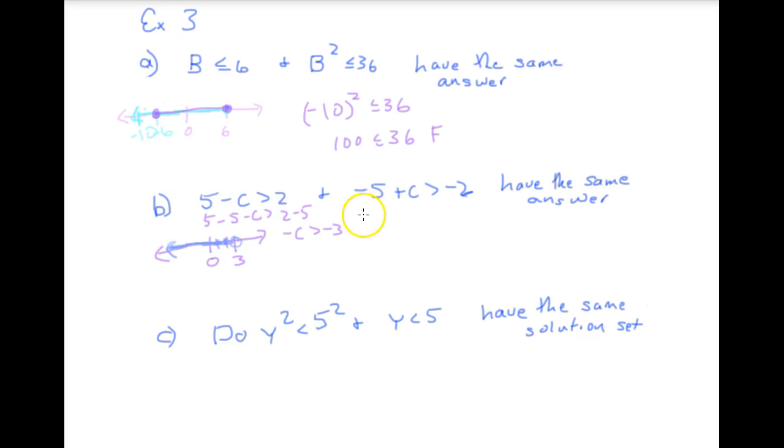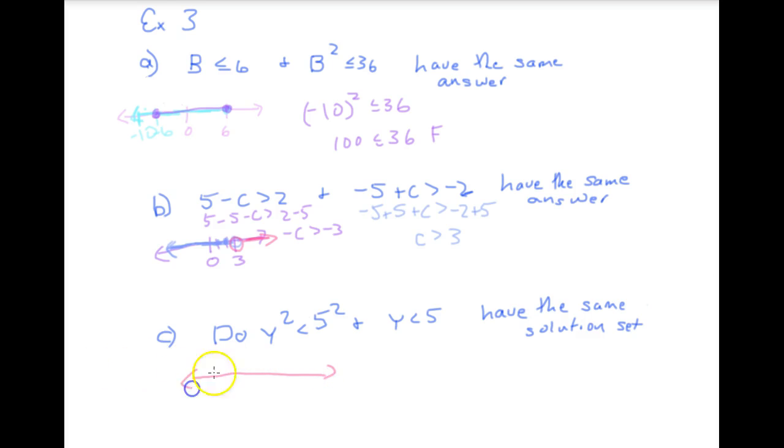Well, let's find out what we get over here. Negative 5 plus 5 plus c is greater than negative 2 plus 5. What we've got here is c is greater than 3. And that is exactly, precisely the opposite of what we see here. Everything c is greater than 3. So those two, we can't just willy-nilly change signs on both sides. Caution. Now, does y squared less than 5 squared?